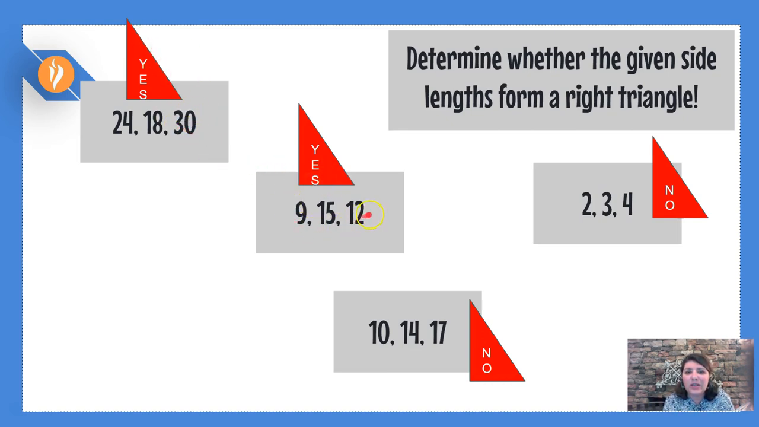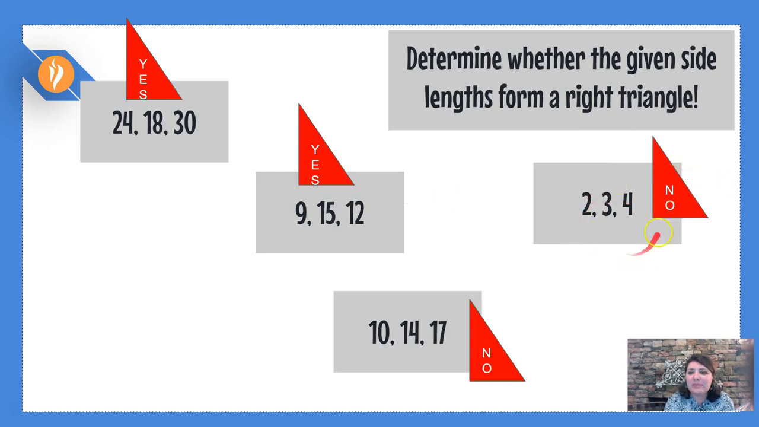All right, let's look at this one. 9 squared is 81. 15 squared is 225. And then 12 squared is 144. Now, what is the issue here? Well, the issue is the 15 is the largest. Okay, so it might not be in order every time. 15 is the largest, so it has to be the hypotenuse. So when I'm adding these, I'm going to add 81 plus 144, and that does equal 225.